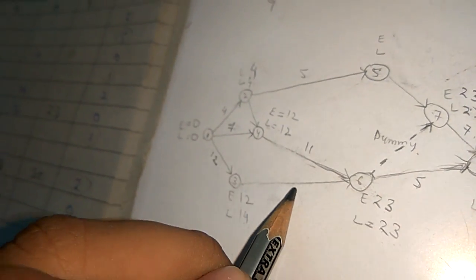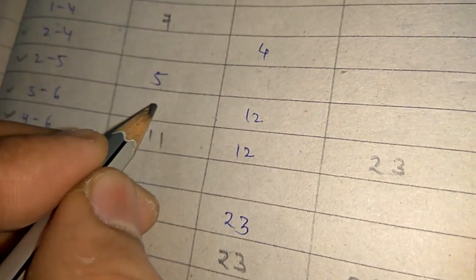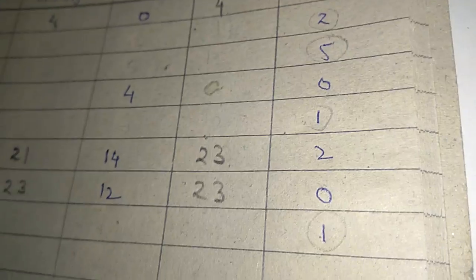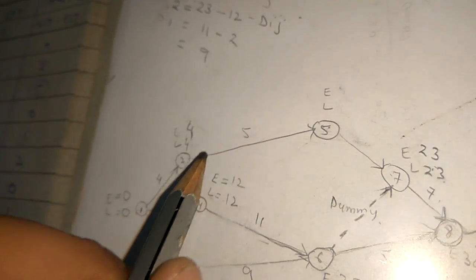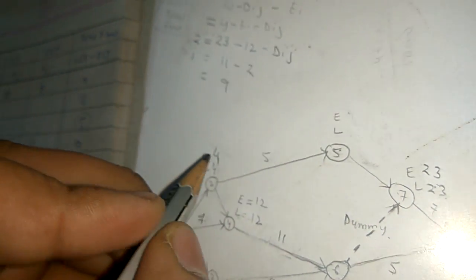Between 3 to 6, Dij value is 9. If Dij is 9, Ei is 12, so what will be the value? 21. Okay. And between 3 to 6, what is the value of Lj? 23. Between activity 2 to 5, if Ei is 4, duration is 5, what will be the value of Ej? 4 plus 5, that will be 9.